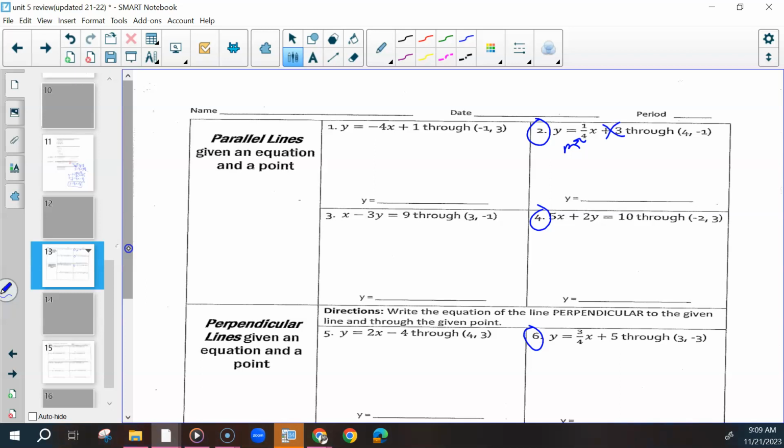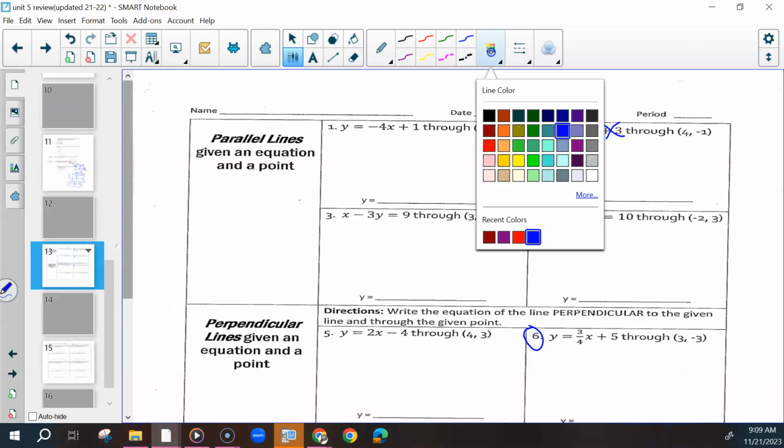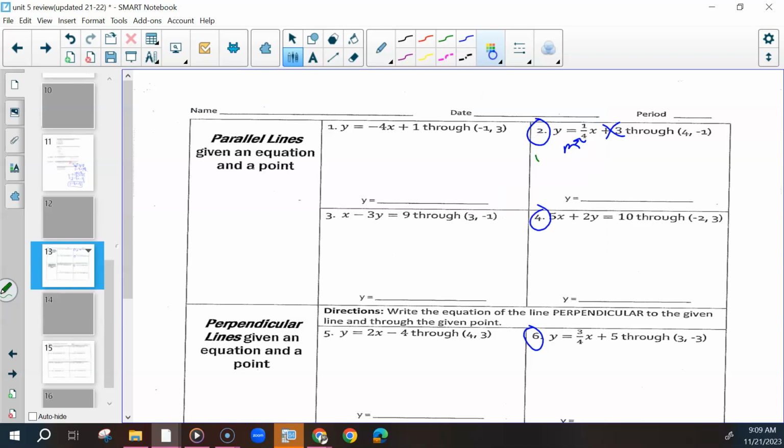Now we have our m, we have our point, we can use our point slope. So y minus, or plus 1, sorry, minus a negative 1, and then you have to change it, or just y plus 1 equals 1/4 times x minus 4. And then we have y plus 1 equals 1/4 x minus 1. And when we subtract 1 on both sides, we get y equals 1/4 x minus 2.